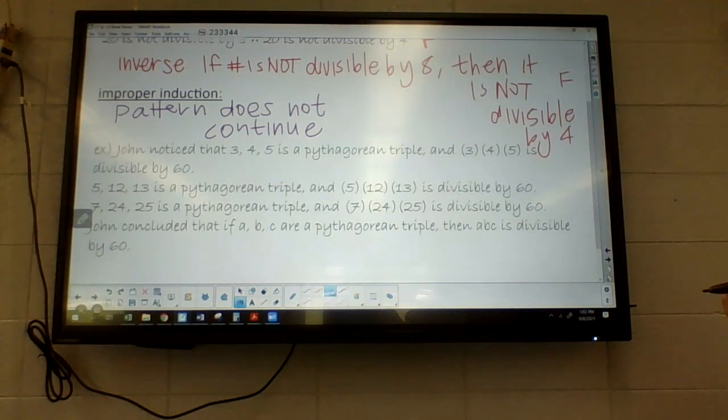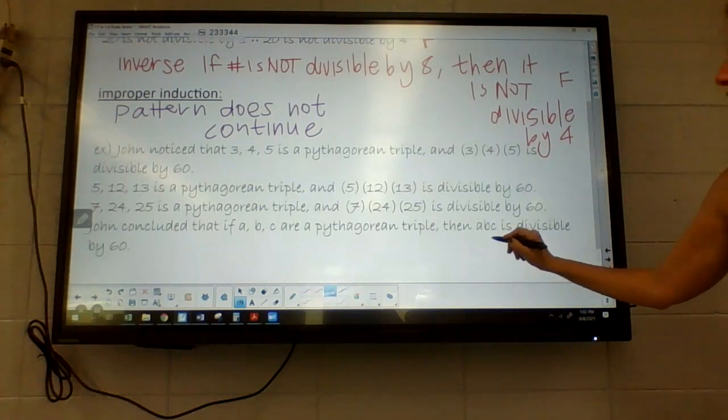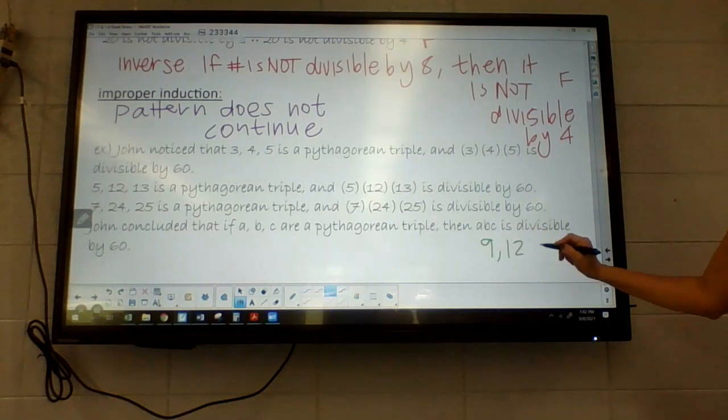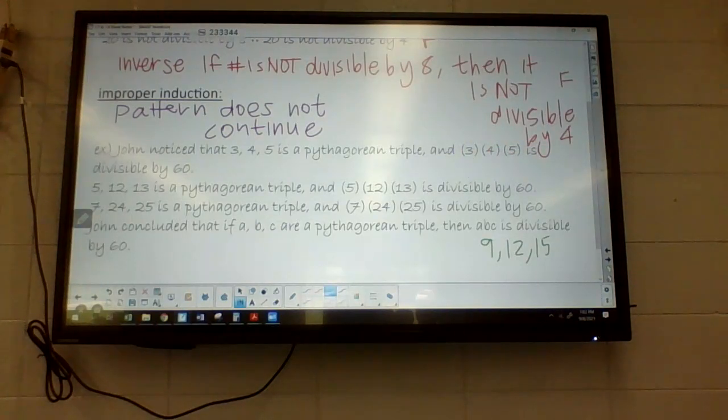5, 12, 13, that one's up there. 9, 12, 15? Yeah. I bet that one is multiples of that one. I bet that one is divisible by 30, or 6. 8, 10, that's the same, those are multiples. Really? You guys didn't find any unique ones?